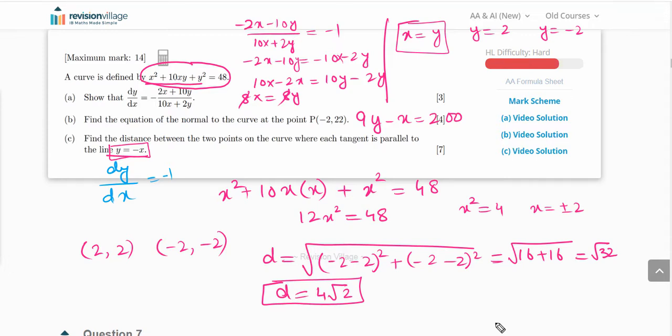So this is how you can use the different derivatives to work out the distance between the 2 points. So this is it for this topic on differentiation. I hope you understood it. So thank you so much for this one.